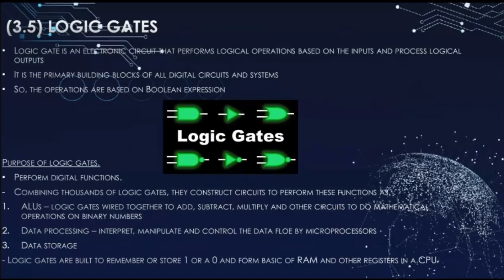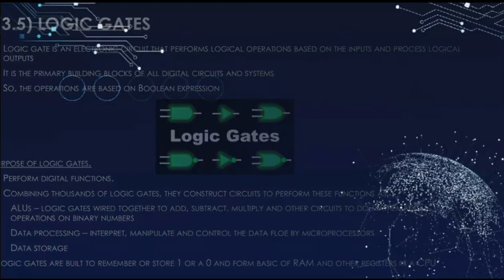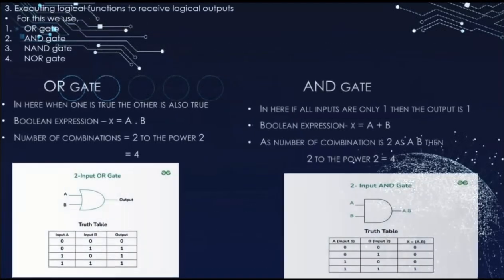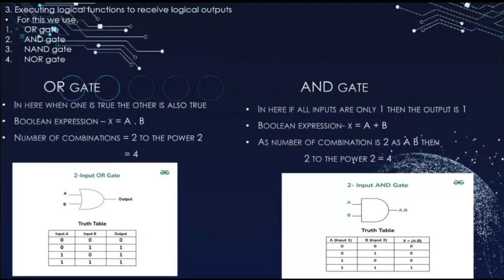Data storage. Logic gates are built to remember or store one or zero and form the basics of RAM and other registers in a computer. Executing logical functions to receive logical outputs. For this we use the OR gate, AND gate, NAND gate, and NOR gate.